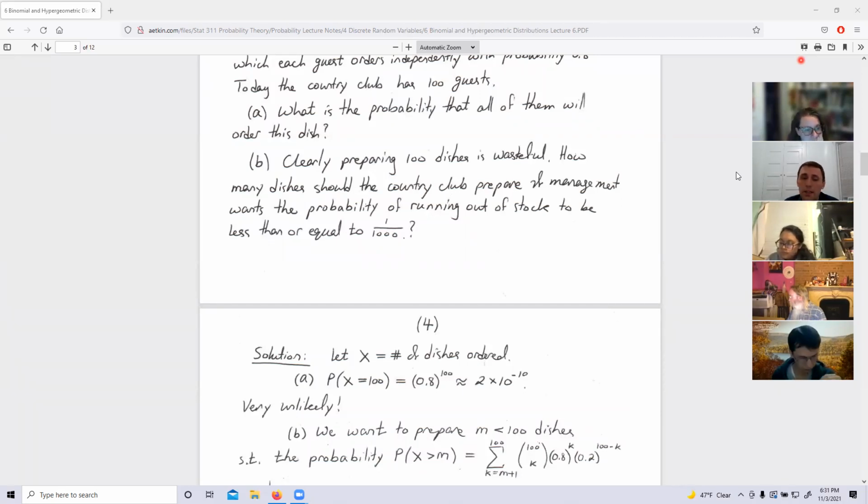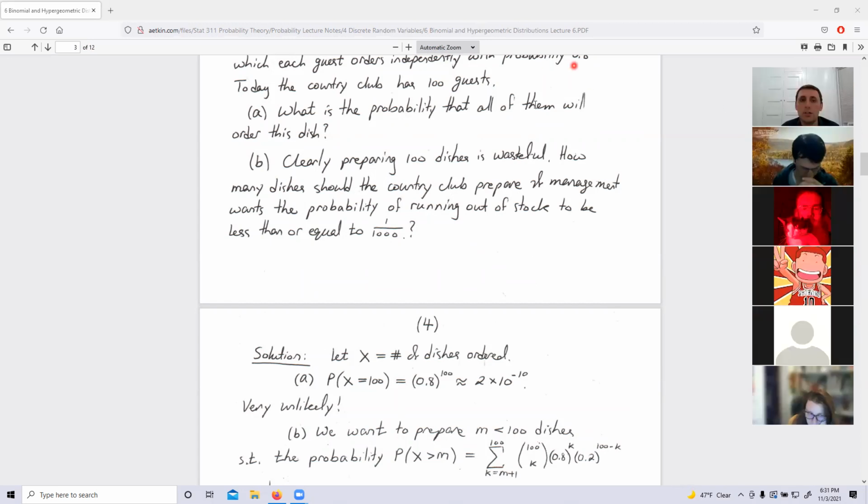So clearly it does not seem worth it to make 100 favorable dishes. Imagine you have to be prepared before they come, right? It's a waste of resources to have this dish available for every single person, correct?